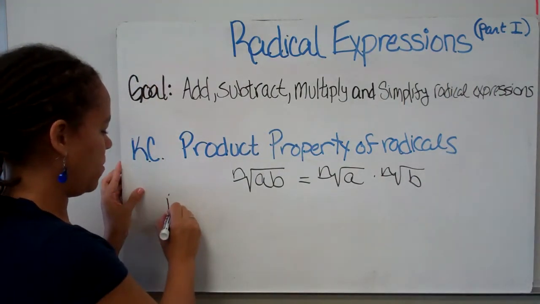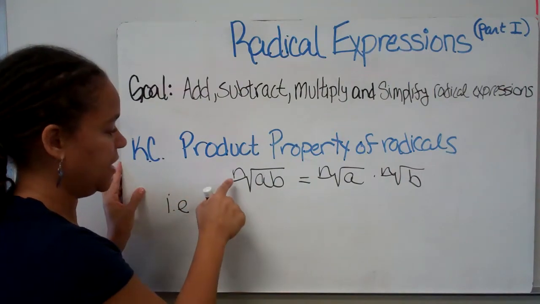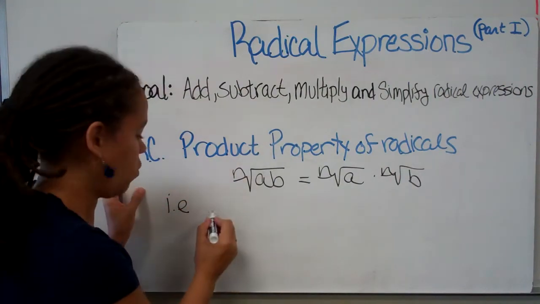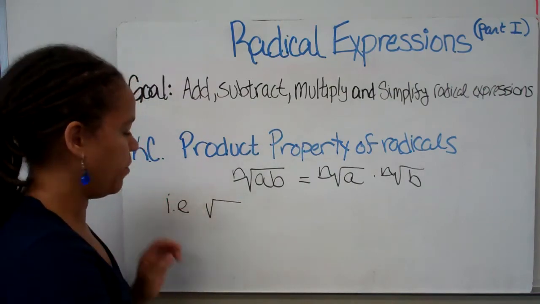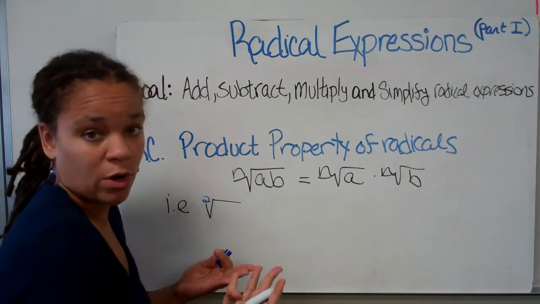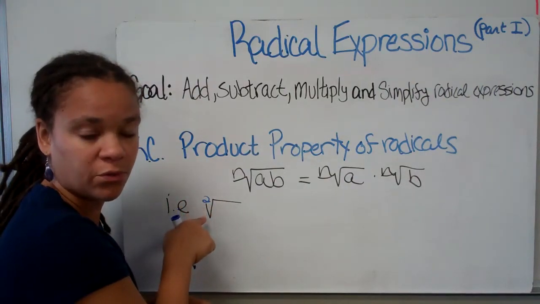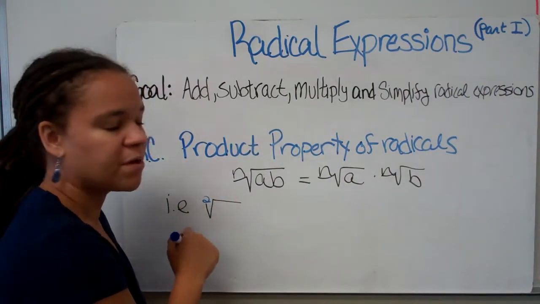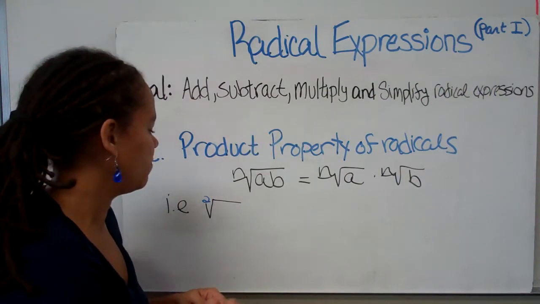For example, the nth root: if it's just a square root, we don't really put the little 2 here, but that's really what it means. Just like if it's a cube root, we'd put a 3, a fourth root, we'd put a 4. But if you don't see one, we just understand it's a square root. But that's really there.